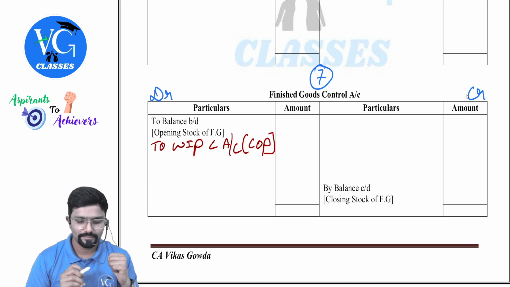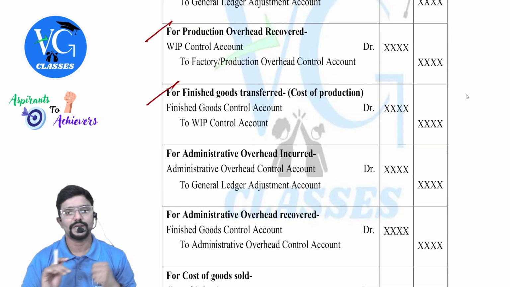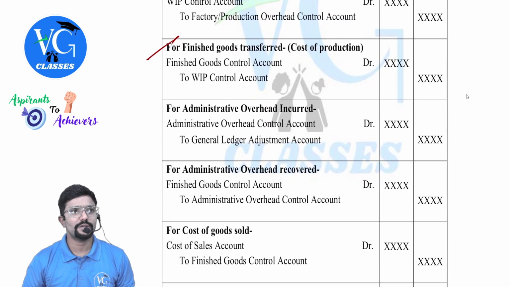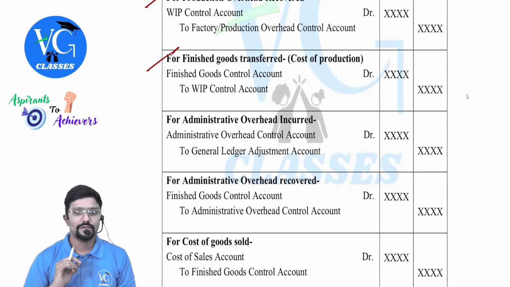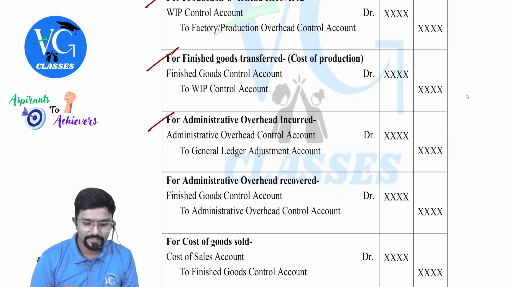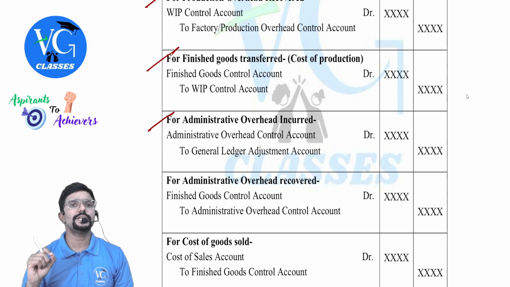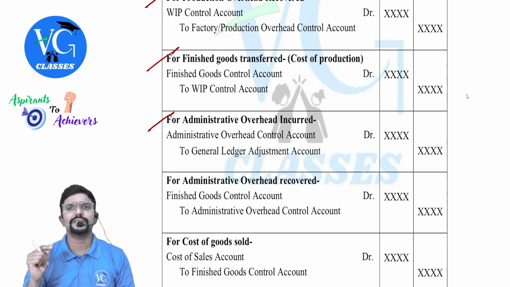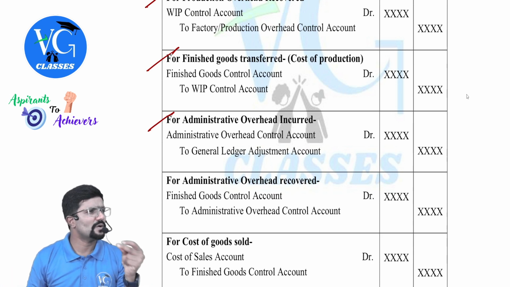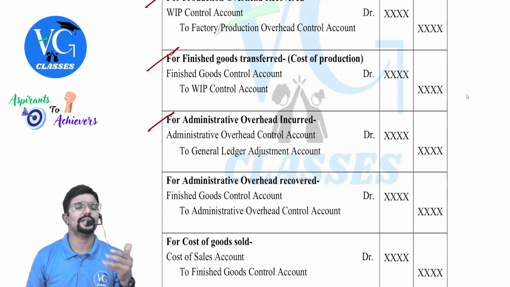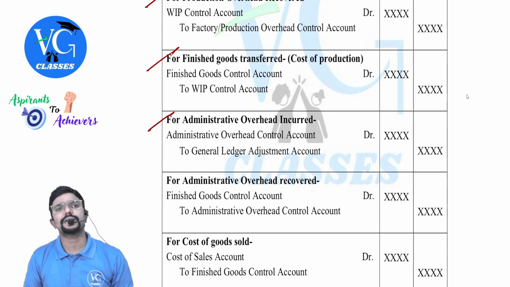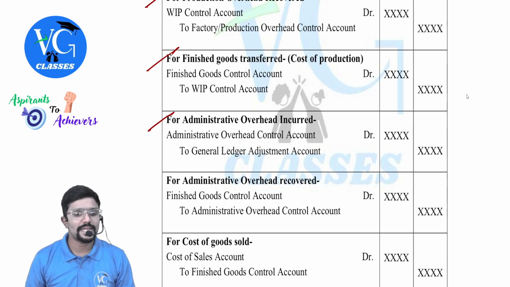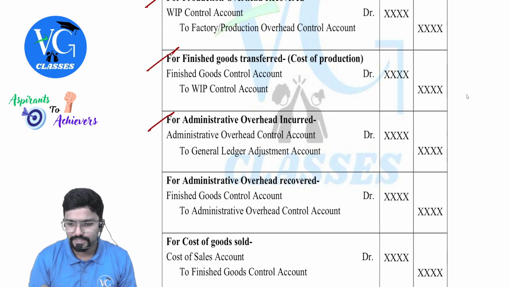Yeah, we shall proceed further. We have posted in both the accounts. Please ensure that you are posting in both the accounts. Rohit and Arshit, for administrative overhead incurred, what is the entry? It is an expense, so respective expense to general ledger. So, administrative overhead control account to general ledger adjustment account, guys.